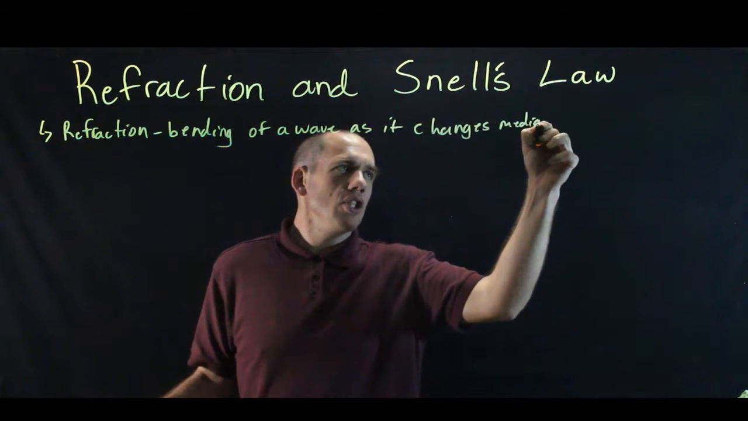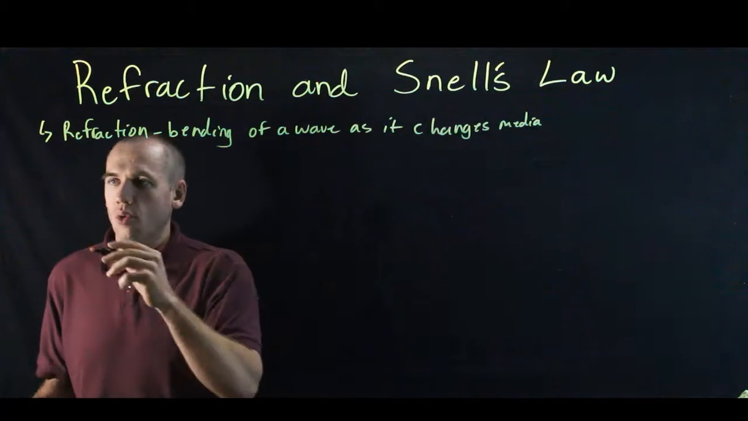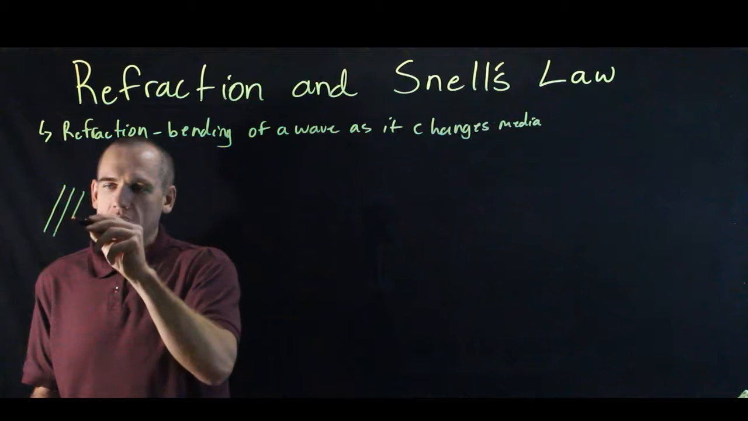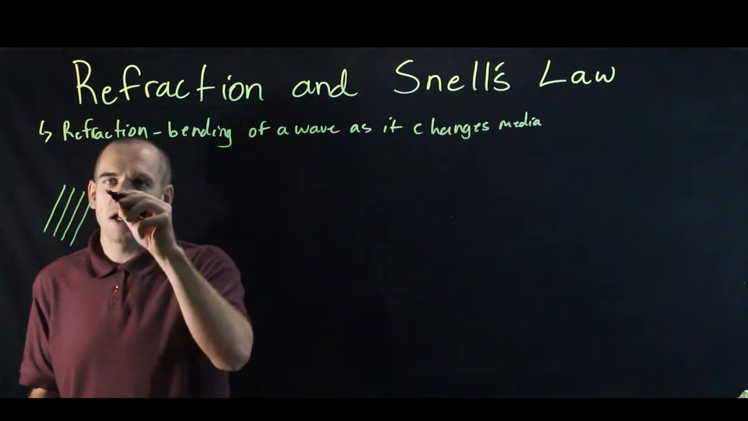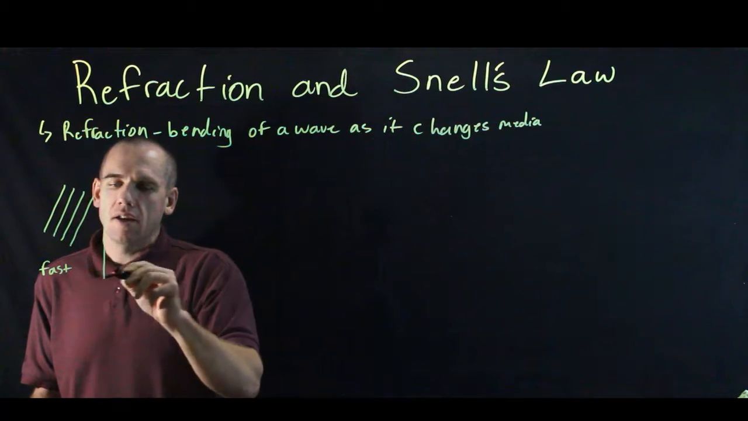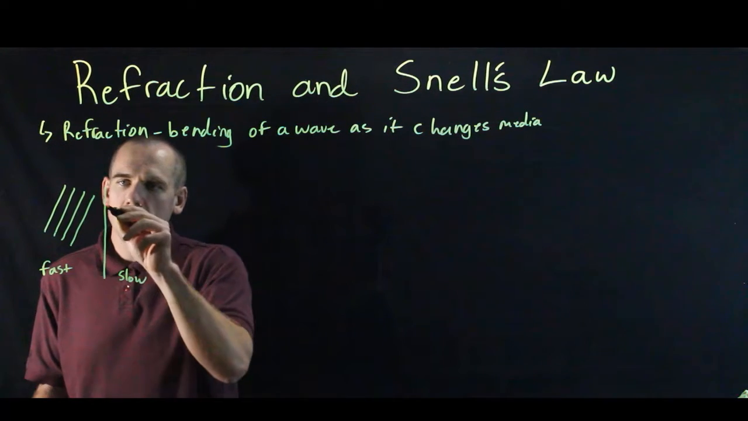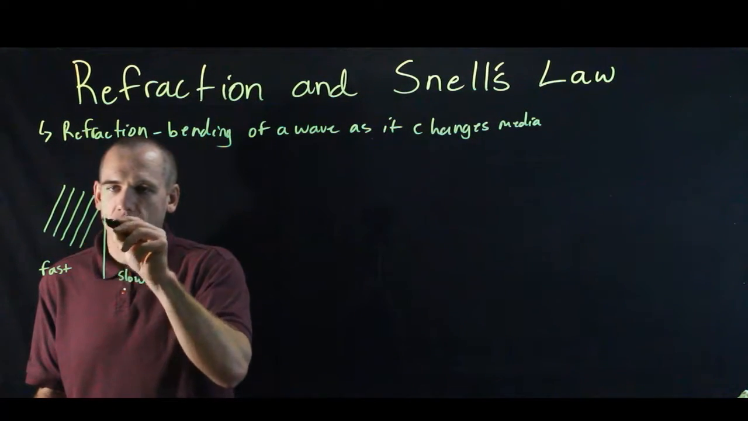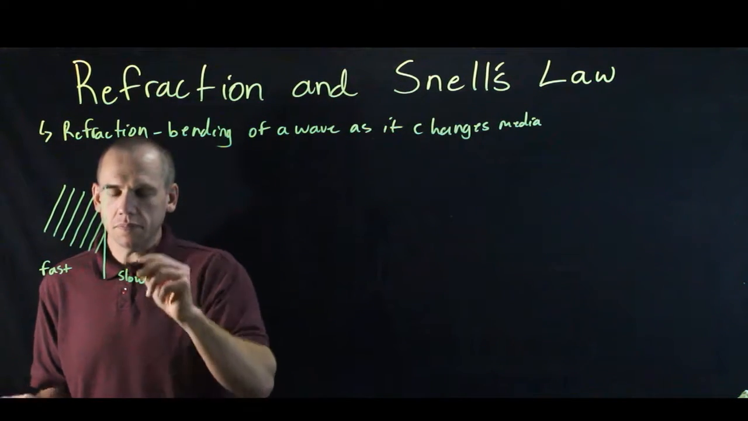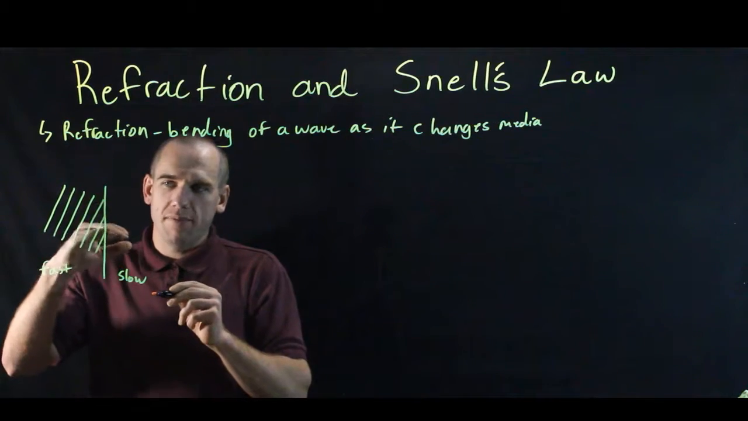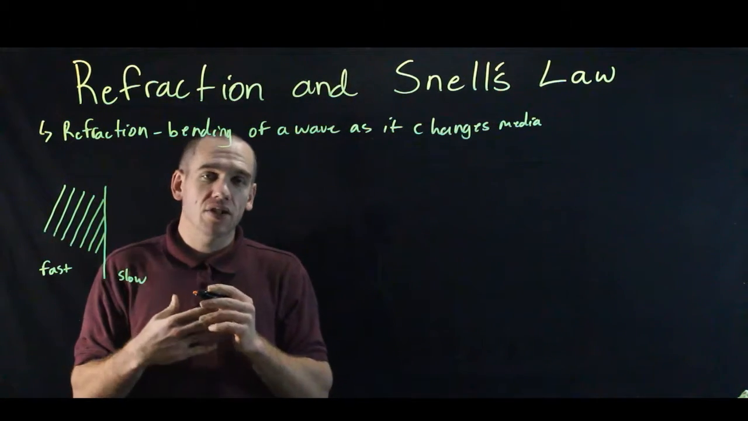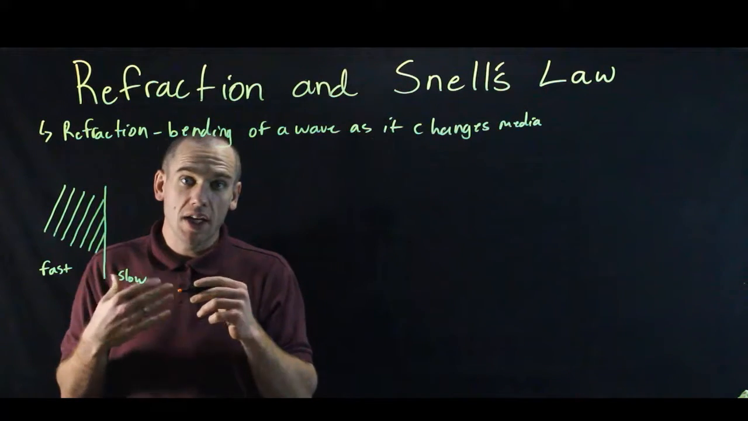Okay? So imagine I had a wave, and I'm going to draw wave fronts. They're coming in like this. And I'm going to put a boundary right here. Over here we can move fast, and over here we can move slow. So these waves come in and they hit that boundary. Now when they hit that boundary, a couple things happen. Some of that wave will be reflected, and some of that wave will be transmitted. But the wave that gets transmitted is going to change speed.